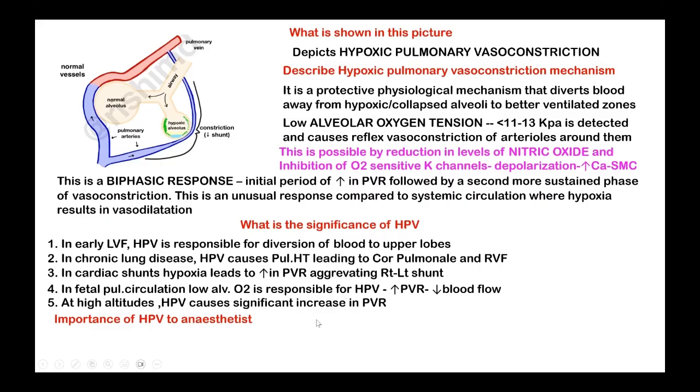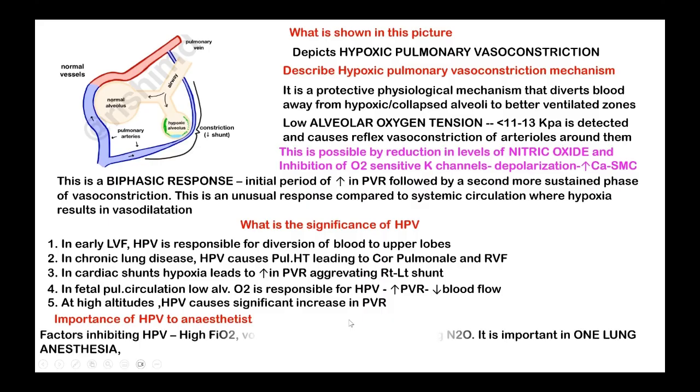But as an anesthetist, there are factors inhibiting HPV, like high FiO2 and volatile anesthetic agents, including nitrous oxide. It is important in one lung anesthesia, where we have to tackle this to prevent hypoxia from happening.